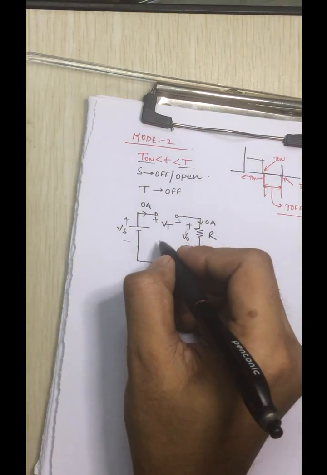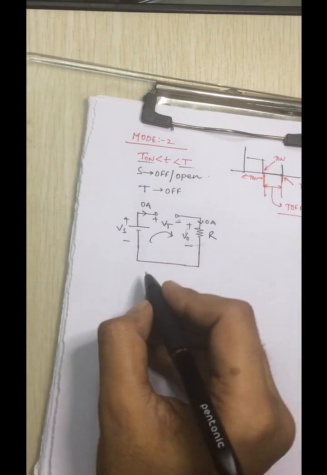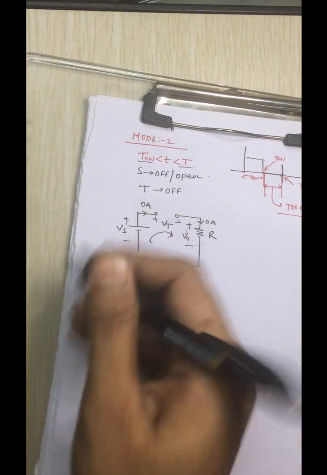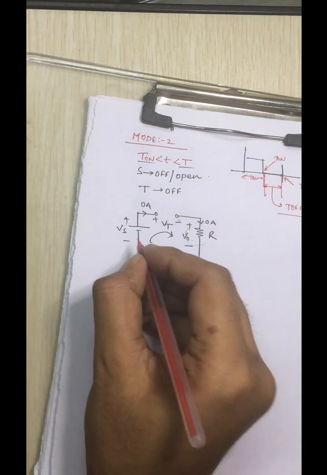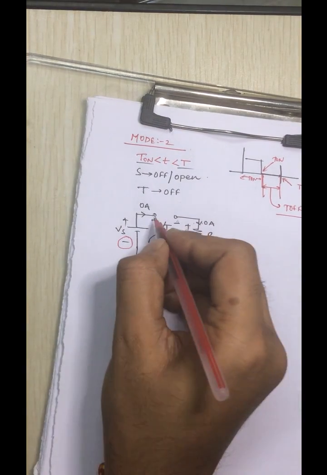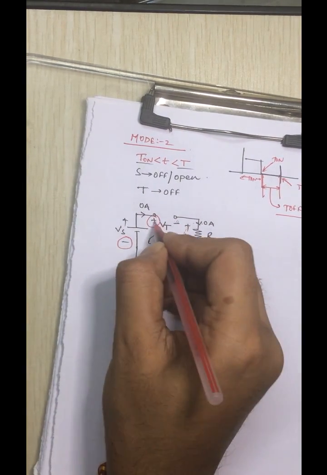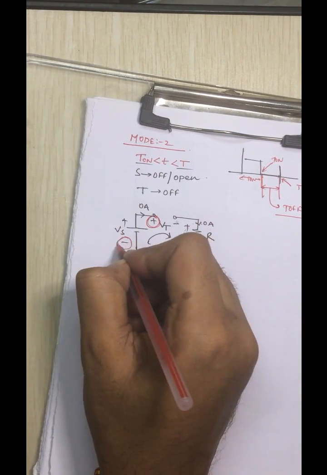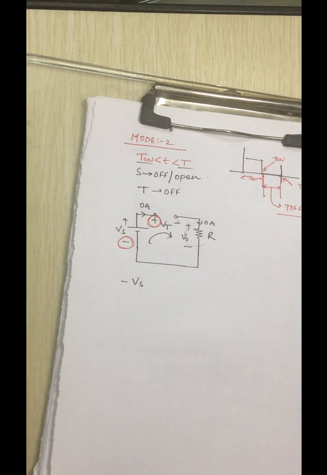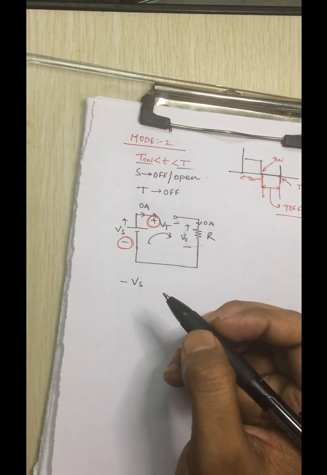So if we apply the KVL in this loop, what are we going to get? Minus Vs. You see, when you are applying the KVL now, I hope that you all are clear with the KCL and KVL, because this is the basics. This thing has already been discussed in your first semester or second semester. I hope it is the basic part which is discussed in network theory also.